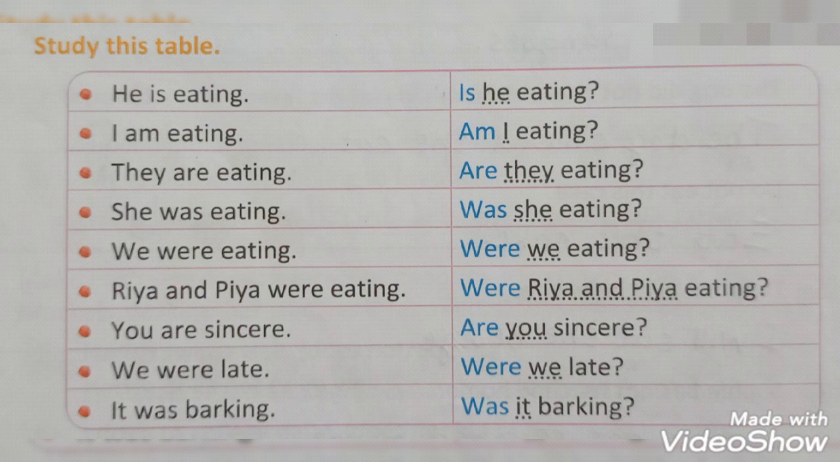Am I eating? They are eating. Are they eating? She was eating. Was she eating? We were eating. Were we eating? Riya and Priya were eating. Were Riya and Priya eating? You are sincere. Are you sincere? We are late. Were we late? It was barking. Was it barking?